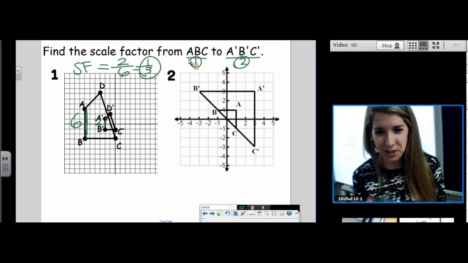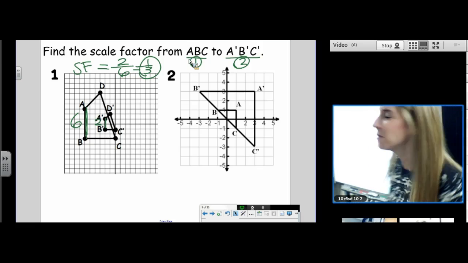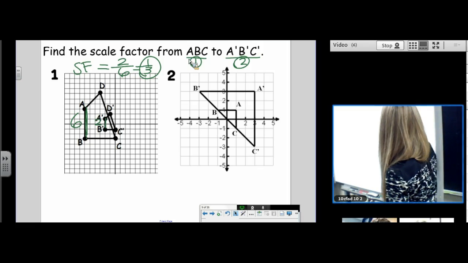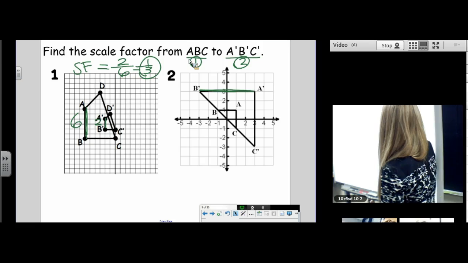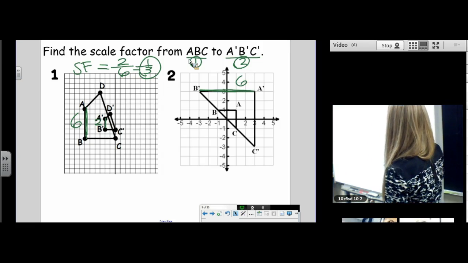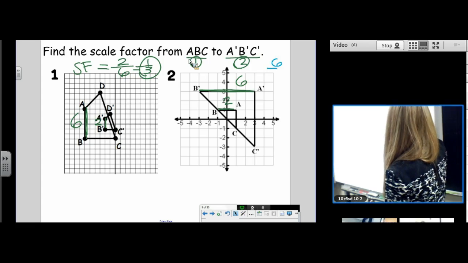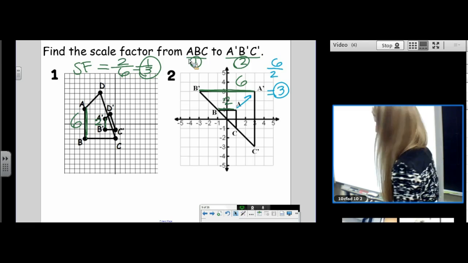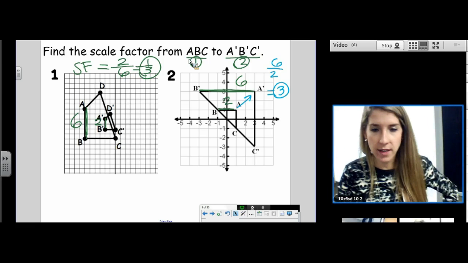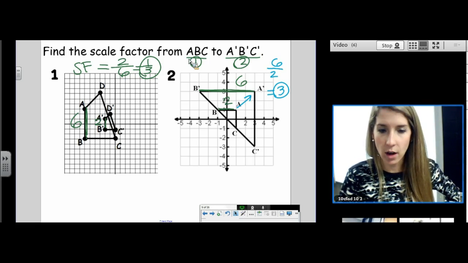Now, if you were answering number 2, then that's okay. The answer to number 2 is almost the same. This is 6 and this is 2. So when we do second over first, then we get 3. This one is an enlargement. So the first one's a reduction. The second one's an enlargement. Second over first.